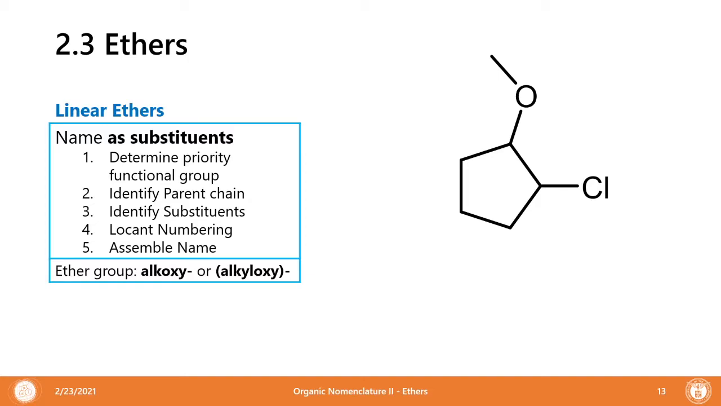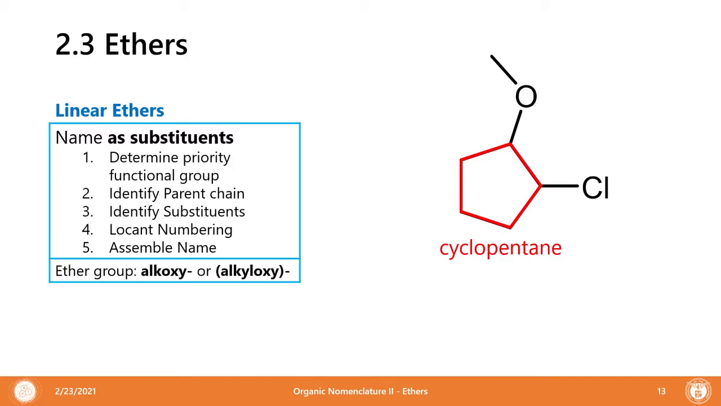So for linear ethers, we have to name them as substituents. That is because ethers have a lower priority than alkanes. So in this case, our priority functional group is the alkane. So we identify then the parent chain. In this case, we have cyclopentane. And then we identify the substituents.